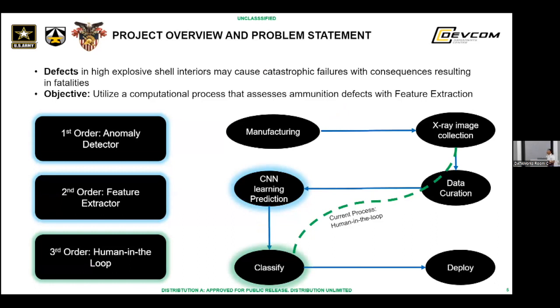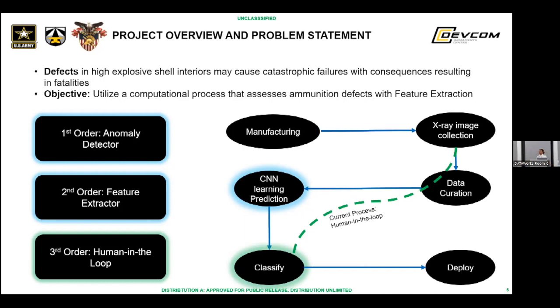The objective is to use a computational process that assesses munitions with feature extraction. So what the current manufacturing process looks like is from an armament center, the X-rays are collected, and if you follow the green, a human in the loop, or radiographers, assess very closely in a dark room thousands of images to classify whether or not they're able to be used.